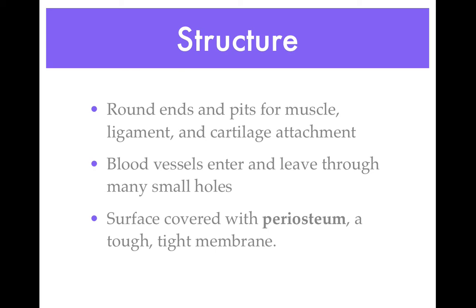Lastly, a bone's surface is covered with something called a periosteum. Periosteum is a tough, tight membrane, and it allows our muscles to anchor more easily to the bones with tendons and ligaments.